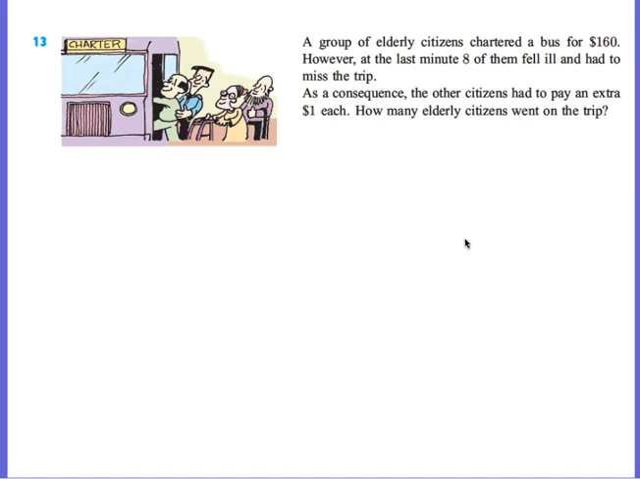Okay, this is problem number 13. A problem about some people getting on a bus and then they're going to go somewhere. Apparently it costs some money. So, what I know initially anyway is that it's going to be $160 to charter the bus.